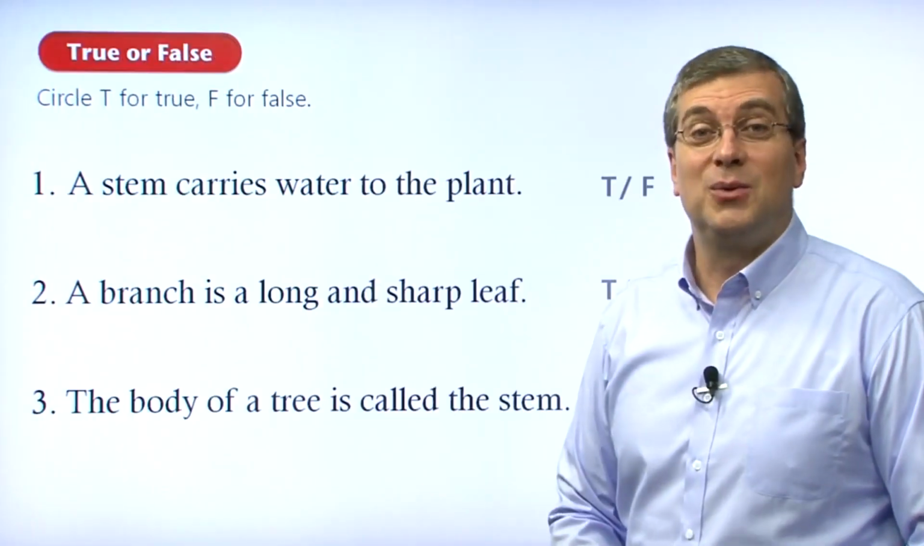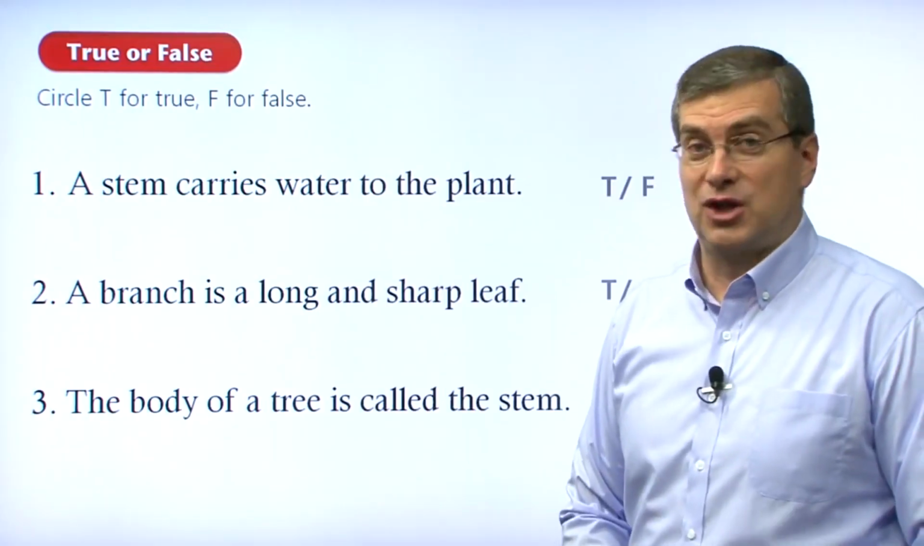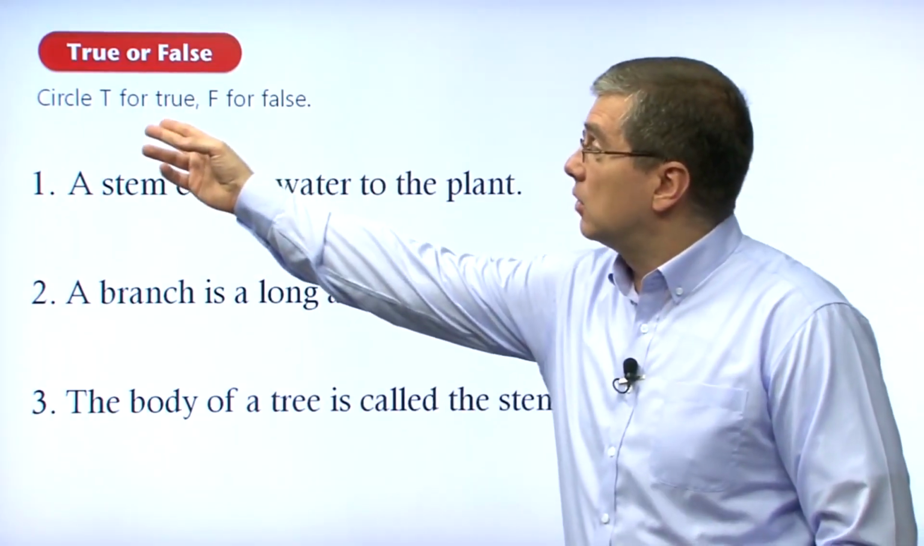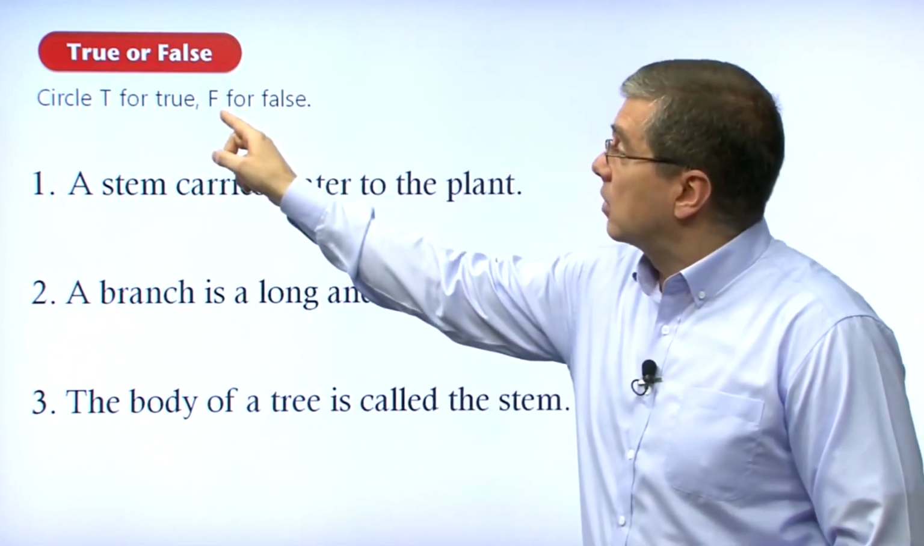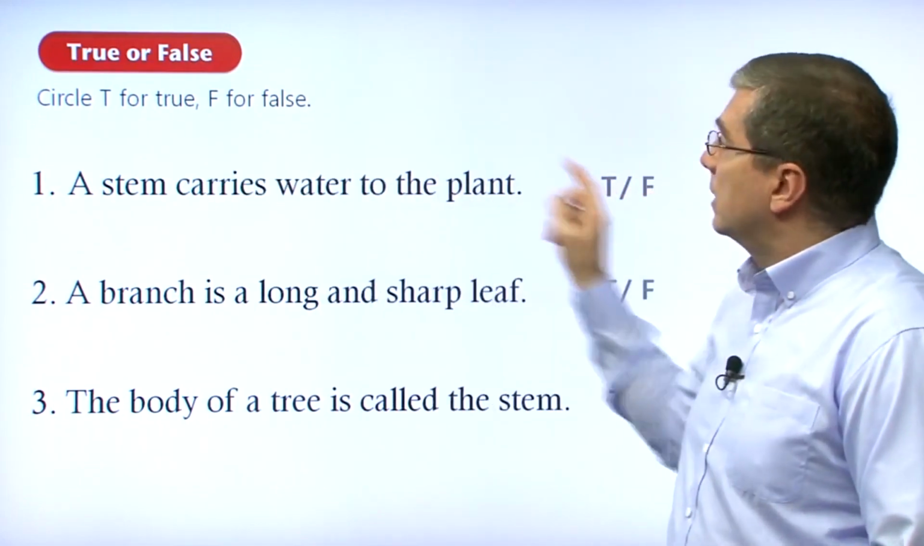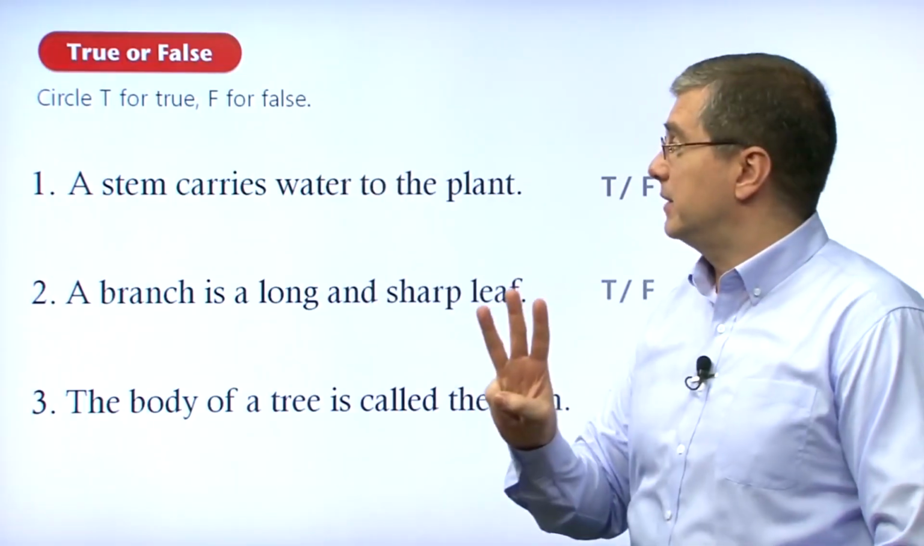Okay, let's continue with our review. Here we have some true or false questions. So the directions are: circle T if the statement is true, circle F if the statement is false. Let's go over these statements. We have 3 statements here.